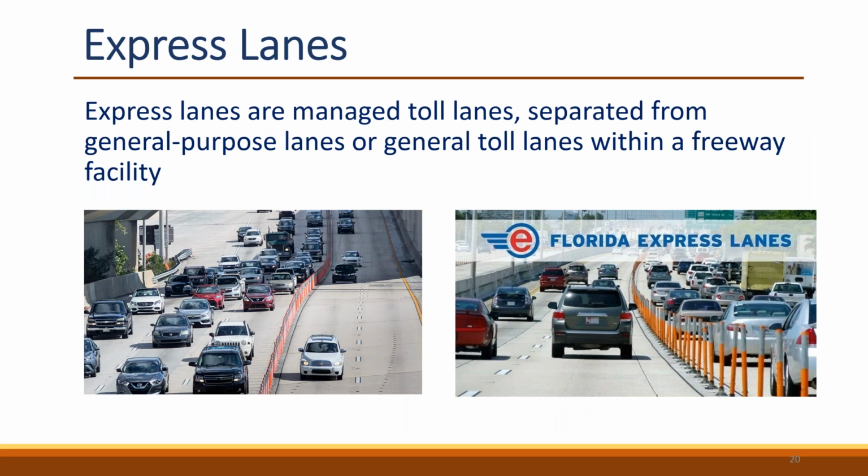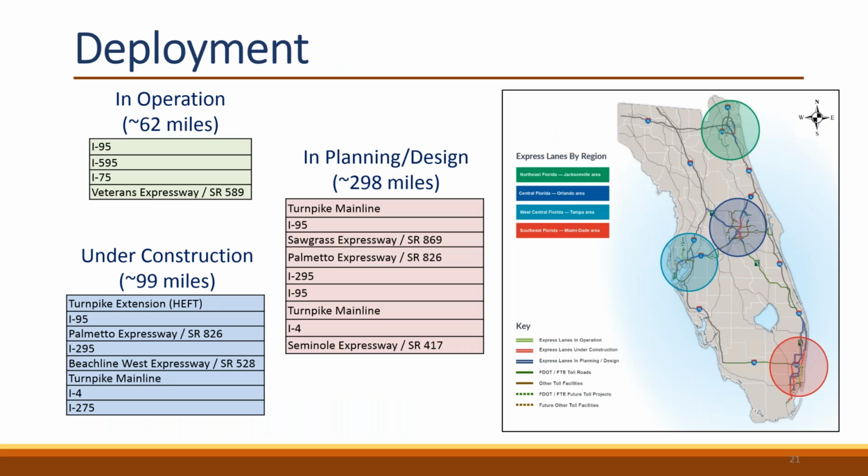And the next one I'm talking about is the express lanes. Express lanes are managed toll lanes separated from general purpose lanes or general toll lanes within a freeway facility. And we call these express lanes, just for fun, not actually for fun, we use it as a real term, a freeway within a freeway. So a deployment, believe it or not, we have quite a few projects that are either under construction or in the planning or the design phase. In operation, we have about 62 miles of express lanes, mostly in South Florida, I believe.